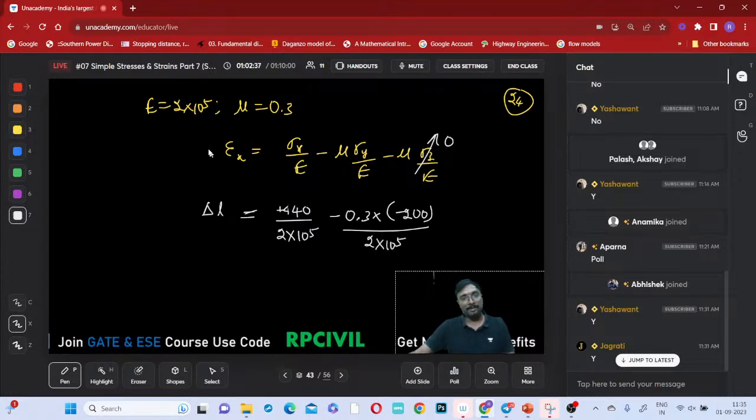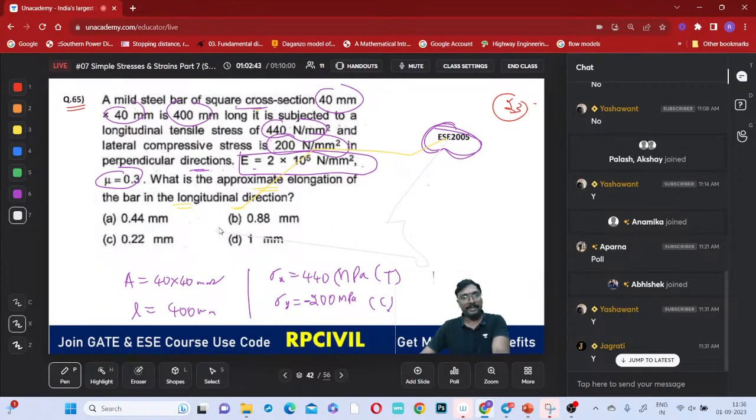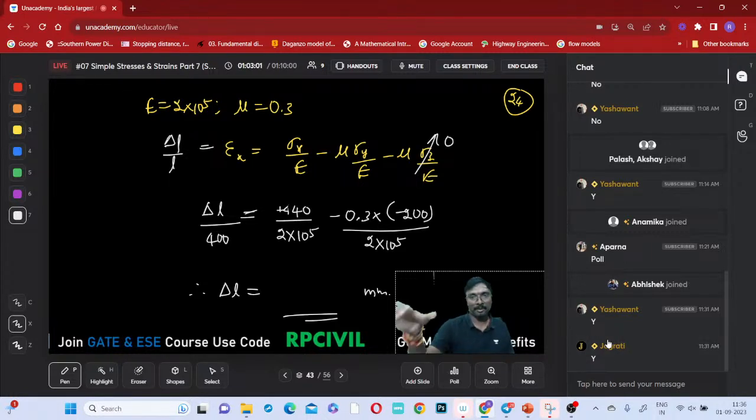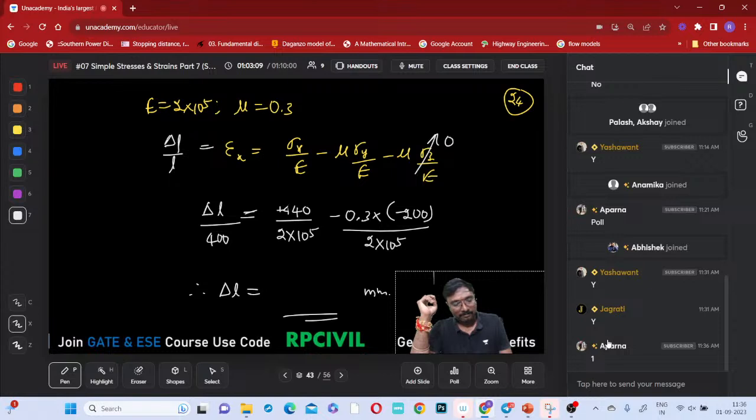You can say delta L divided by L is epsilon x. L is the length, 400 millimeters. Therefore tell me, what is delta L? How many millimeters are you getting? Is it plus or minus? It is 1 millimeter. Plus only, plus 1 millimeter, right?